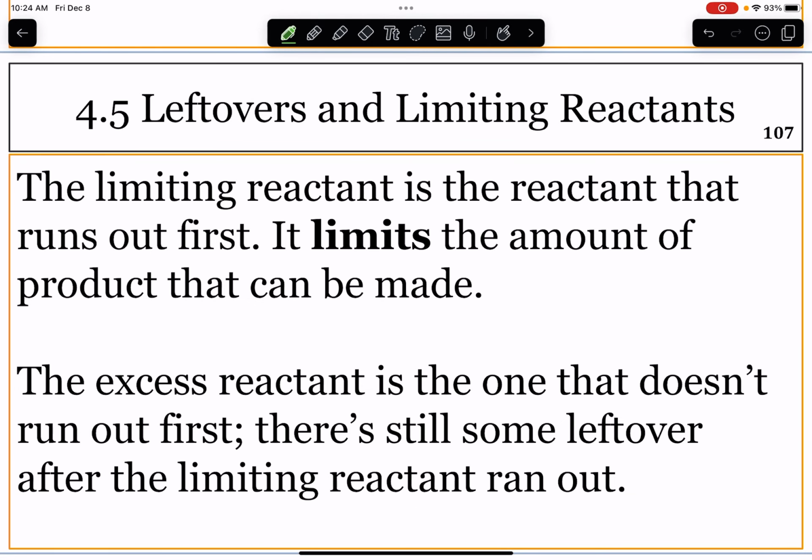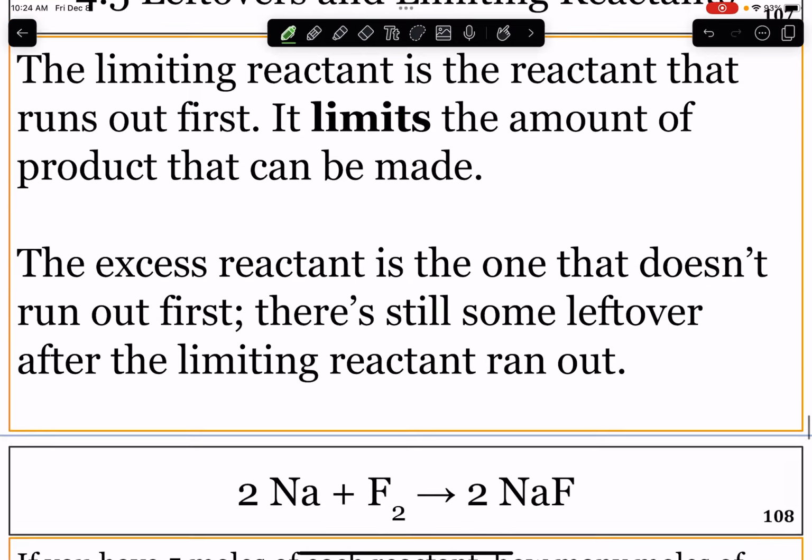The limiting reactant is the reactant that runs out first. It limits the amount of product that can be made. The excess reactant is the other one. It's the one that doesn't run out first, and there's still some left over after that limiting reactant runs out.